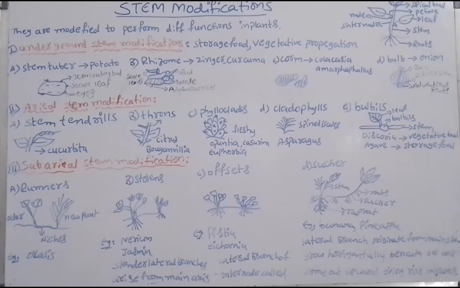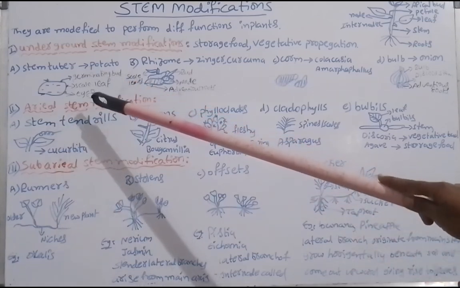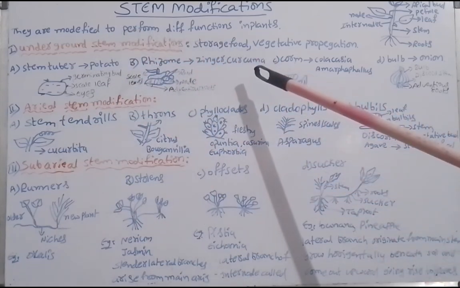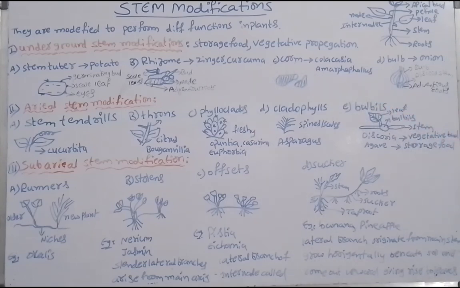The stem in some plants performs other functions, such as food storage and vegetative propagation. So these are the other functions. Next, another main function is mechanical support and protection. The stem gives mechanical support to the whole plant. So these are the stem functions.